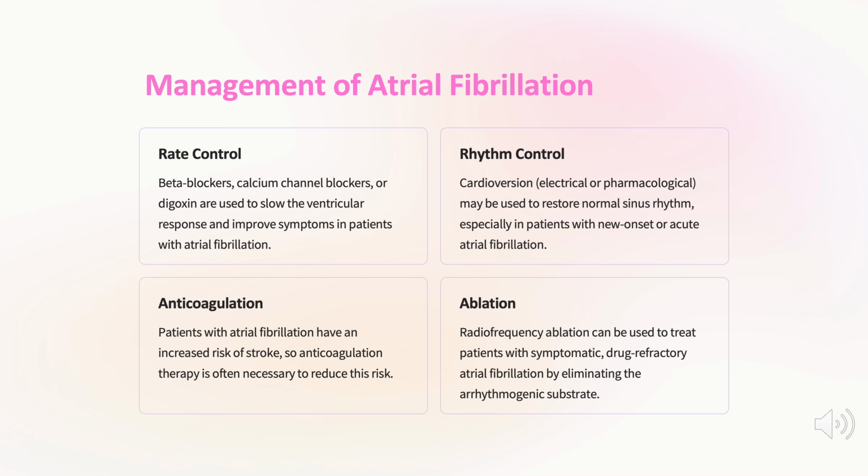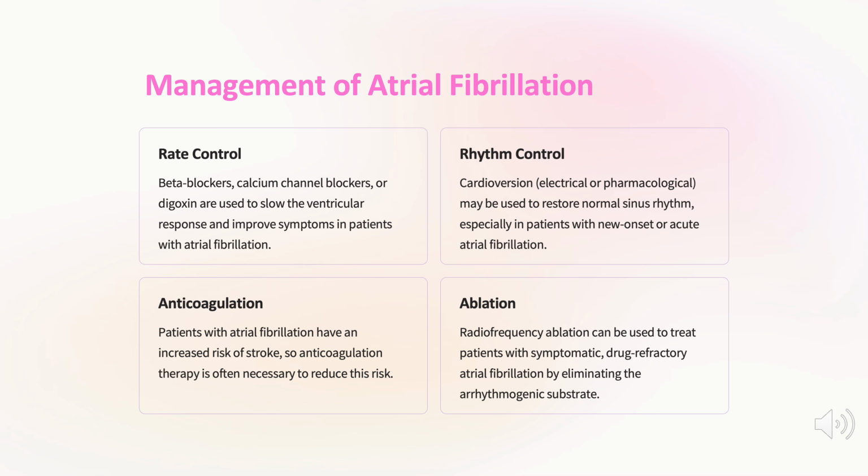When it comes to managing atrial fibrillation, we have several strategies at our disposal. Rate control. Our first goal is to control the heart rate. We achieve this using medications like beta blockers, calcium channel blockers, or digoxin. By slowing the ventricular response, we can improve symptoms and prevent complications. Rhythm control. In some cases, we may aim to restore normal sinus rhythm. This can be achieved through cardioversion, which may be electrical or pharmacological. This approach is especially beneficial for patients with new onset or acute atrial fibrillation.